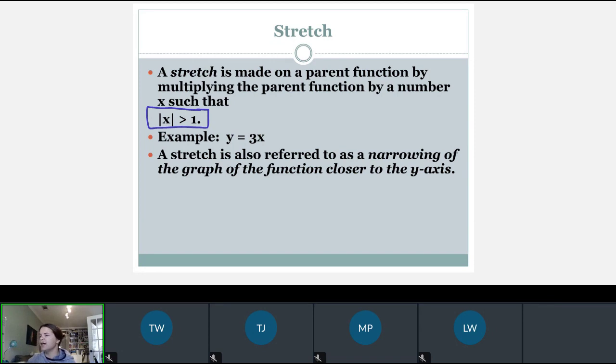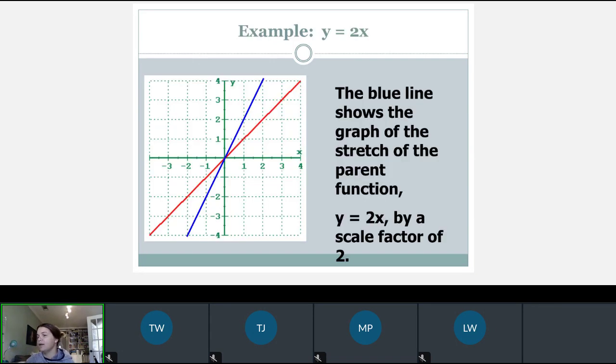Sometimes people like to think of a stretch as a narrowing of the graph. Let me show you a picture and that might make more sense. So the blue line is the stretch or narrowing. The red line is the parent function. Okay, so the blue line got steeper. You can say it got narrower, but that represents a stretch. The number in front of x is bigger than 1.